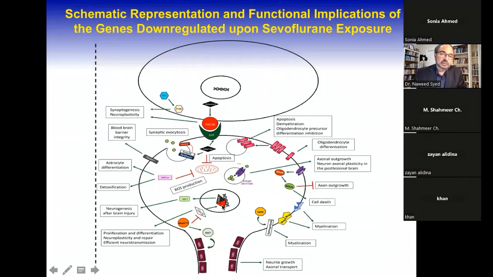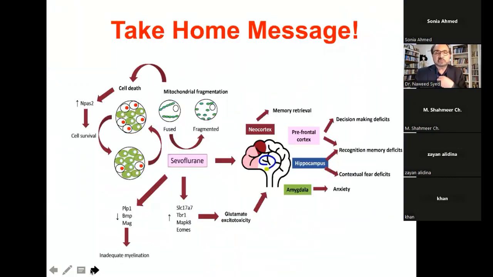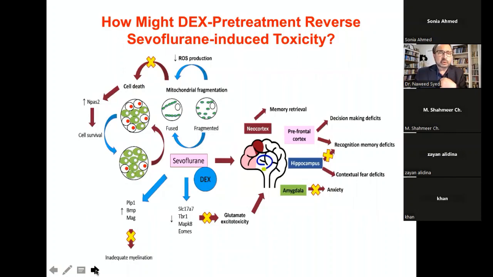Similarly, neurogenesis. A number of these genes regulate lots of functions, and we are now testing these genes one by one, in a knockout animal specifically, to see if we could generate a phenotype that is reminiscent of what happens after sevoflurane treatment. The take-home message is that a number of these genes are involved in mitochondrial function, they also induce cell death, they can induce fragmentation of mitochondria, and they could affect memory retrieval, decision-making, recognition memory deficit, and also anxiety.